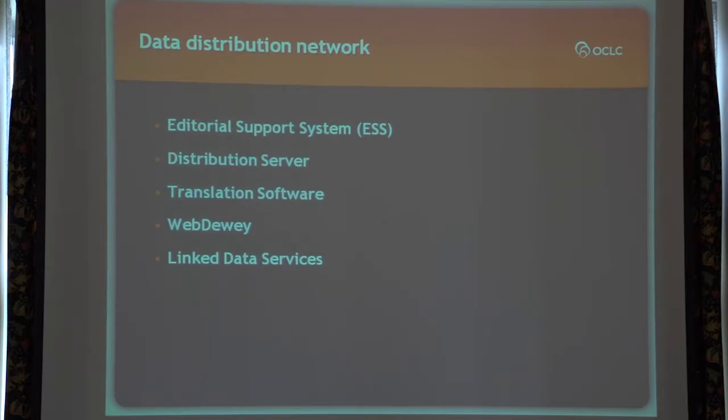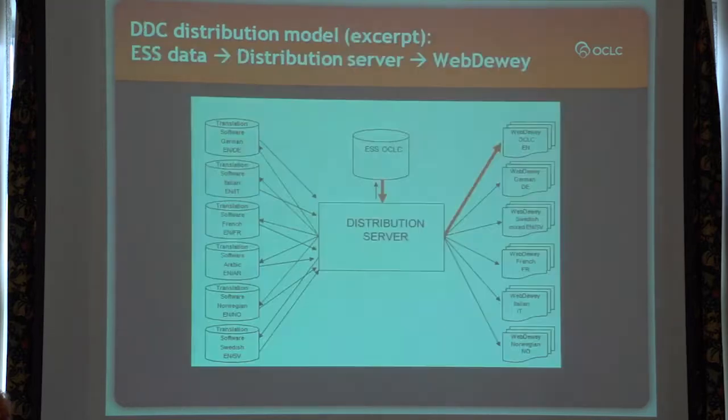Then we have a generic end user, in the sense of classifier, end user web interface called Web Dewey. And then we have linked data services. So here is a schema, an excerpt of our distribution network. ESS OCLC is the editorial support system at OCLC. The distribution server is also hosted at OCLC.